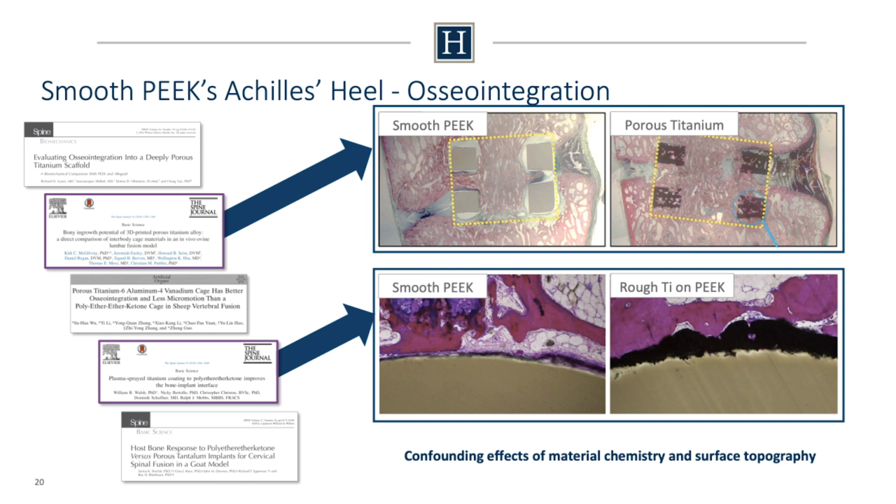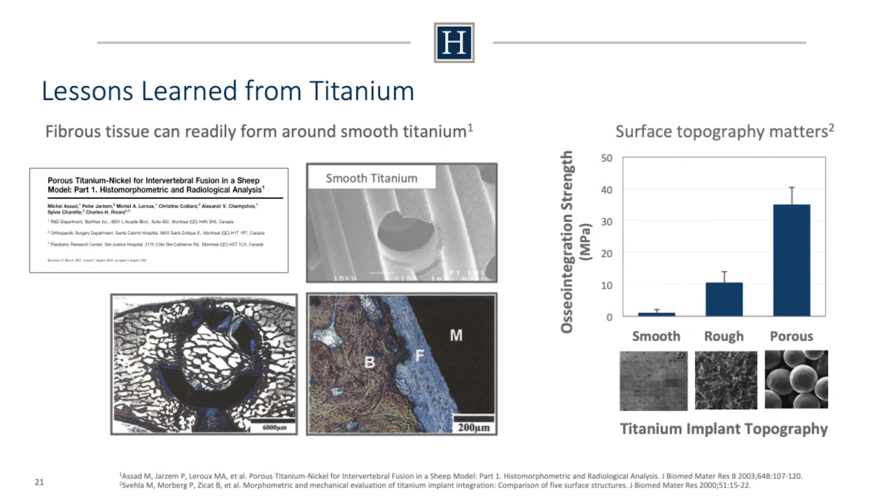What these studies don't tell us is if the material chemistry or the surface topography is what's driving these results. There are lessons to be learned from the titanium literature. On the left, you can see an early publication looking at threaded titanium implants. The body's response to these smooth titanium surfaces was to create fibrous tissue encapsulation instead of bony on-growth.